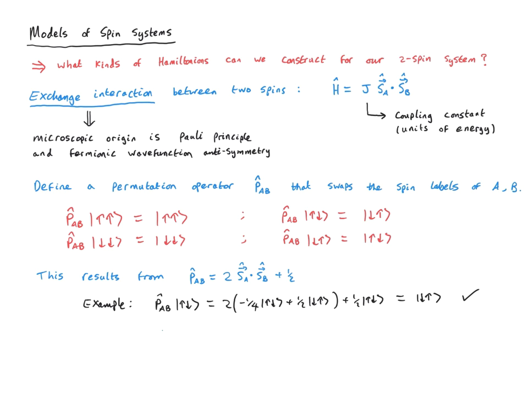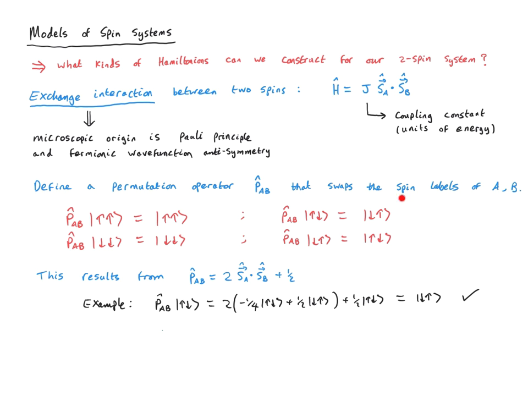In fact, that's why we call SA.SB an exchange interaction, because it's related to the permutation operator that exchanges the spin labels of two particles. The correction to the energy due to the spin state is basically coming from the exchange statistics of the fermions. We've seen that when the permutation operator acts on these basis states, we swap the A and B labels. For the up-up and down-down states, we see that these are eigenstates of the permutation operator with eigenvalue plus 1. They are symmetric with respect to swapping the spin labels of A and B.